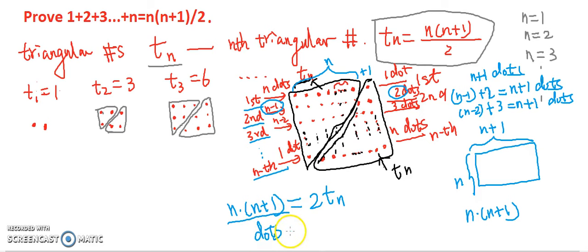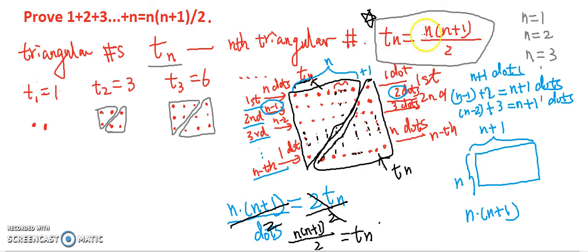Okay, and if we divide both sides by 2 using algebra, on the right side the 2 cancels the 2. That gives us Tn, and the left-hand side is exactly n times n plus 1 over 2. So we proved our formula for triangular numbers. When you do the second homework problem, you don't really have to prove it. You can use this formula.